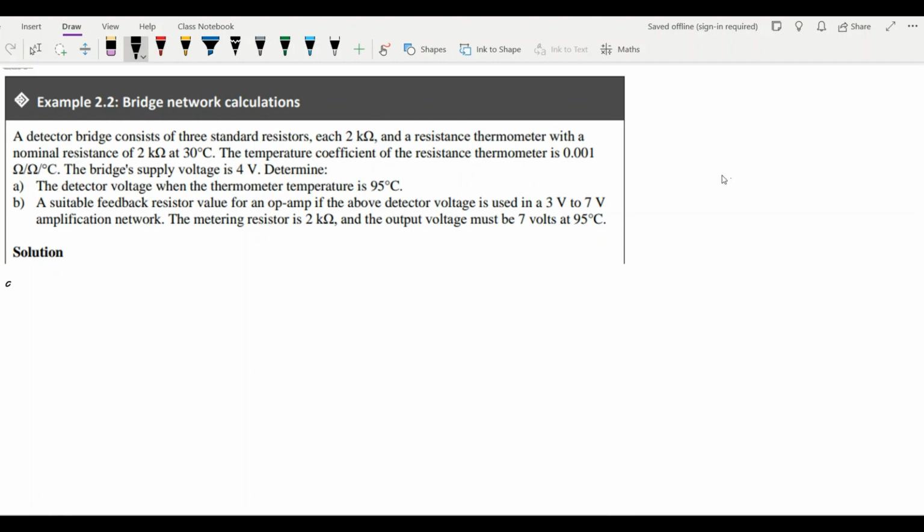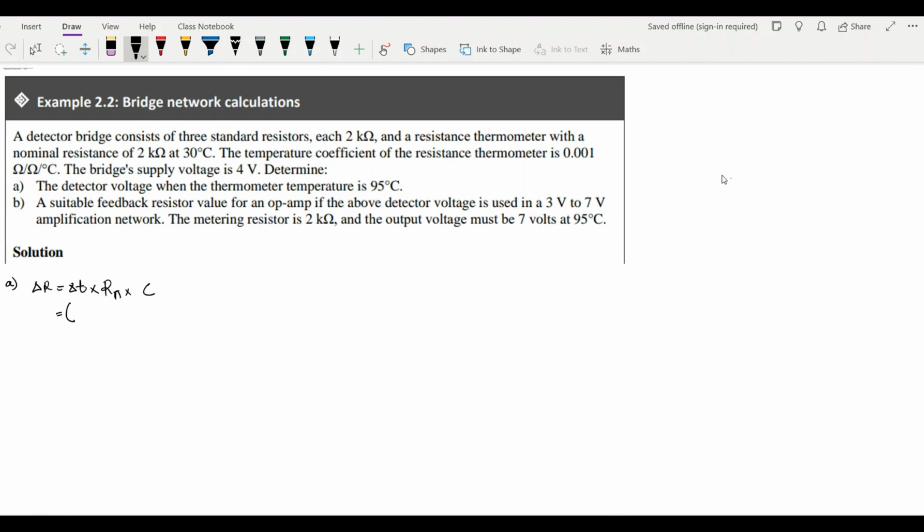Now, that is number A. How do we go about doing this now? The first thing that we would need to do is to calculate the change in resistance. The change in resistance would be calculated from the change in temperature, the nominal resistance, let us call this Rn, which is the nominal thermometer resistance, multiplied by the temperature coefficient. I will use a C to indicate the temperature coefficient.